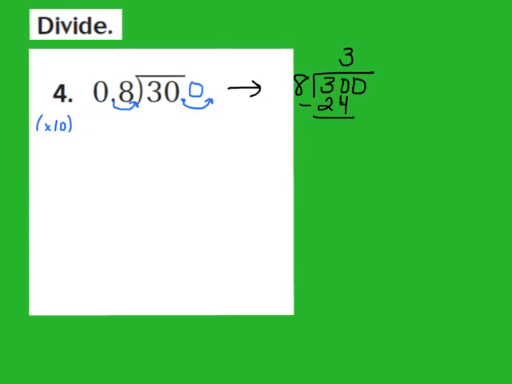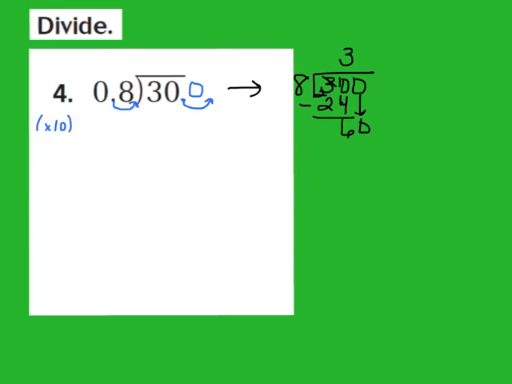Well, I can't take my 4 away from 0, so I'm going to have to regroup. So that 3 becomes a 2, and that 0 becomes a 10. Well, I know that 10 minus 4 is going to give me 6, so I'm going to write the 6 down. Now, let's check. Is 6 less than 8? And it is, so we know that we're still on the right track. Now, my next step says to bring down. So I'm going to bring down my 0 next to my 6.